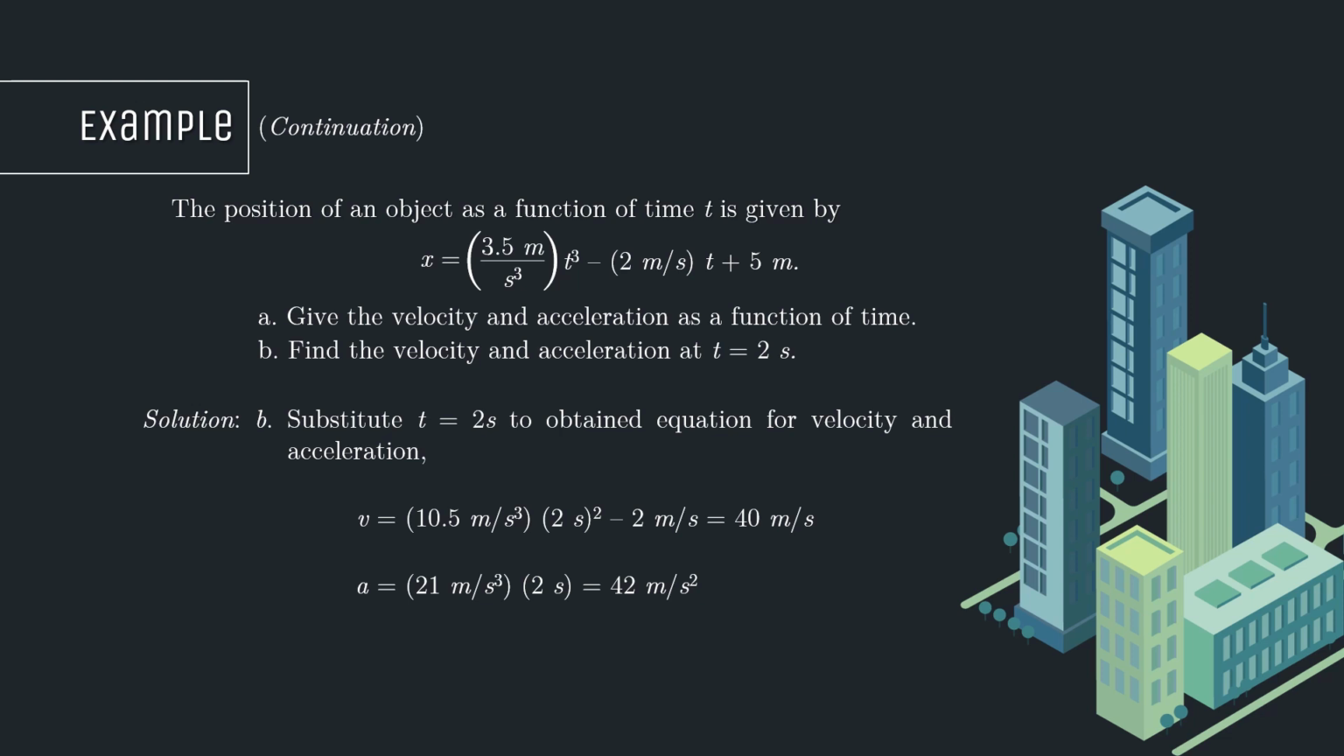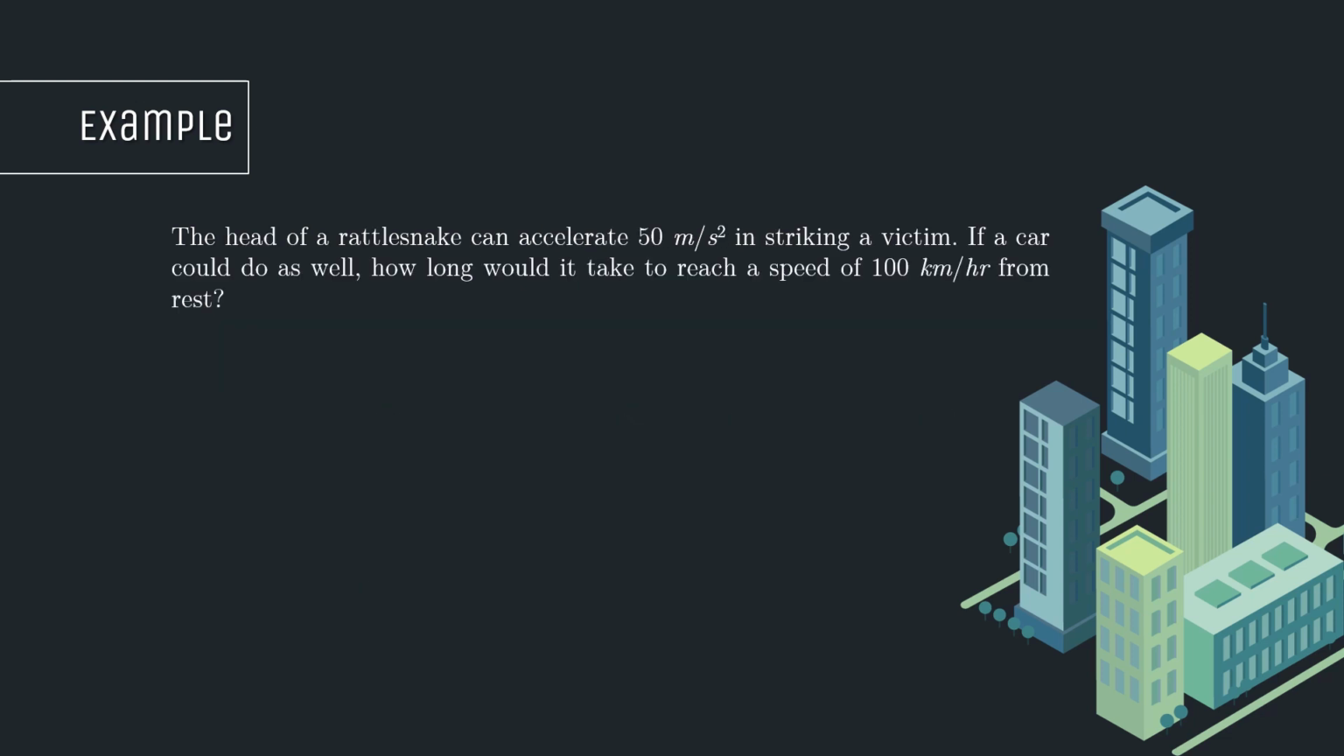For another example, the head of a rattlesnake can accelerate 50 meters per second squared in striking a victim. If a car could do as well, how long would it take to reach a speed of 100 km per hour from rest?